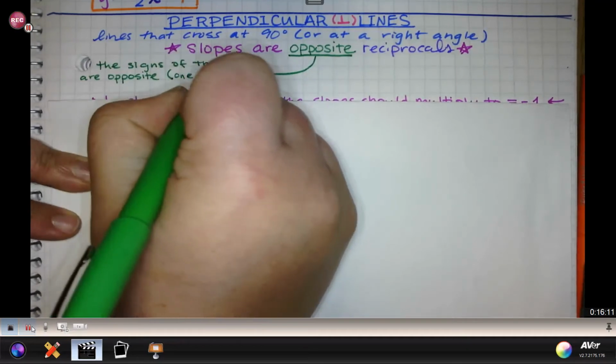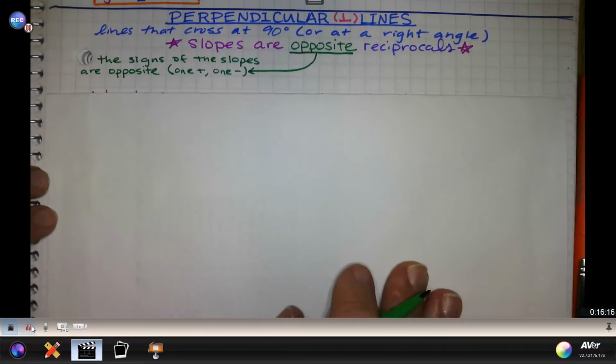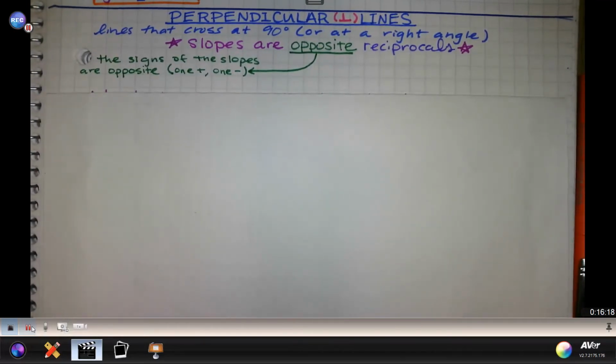1 positive, 1 negative. Okay? That's what opposite means.